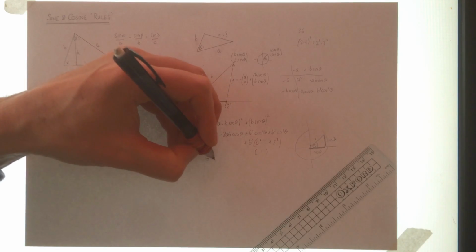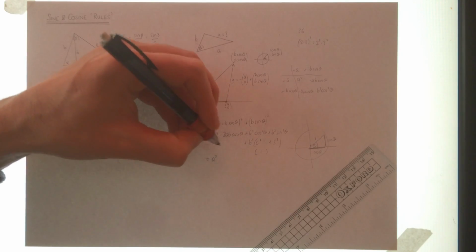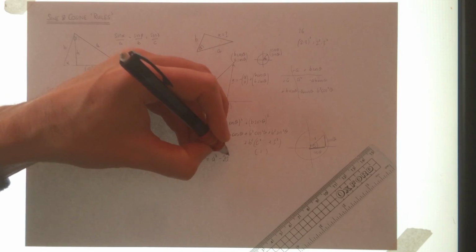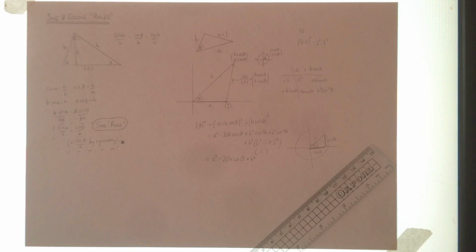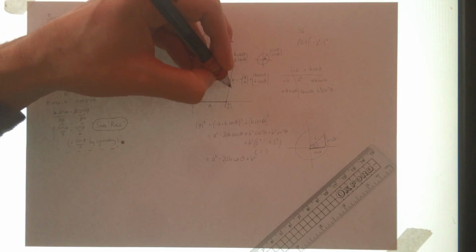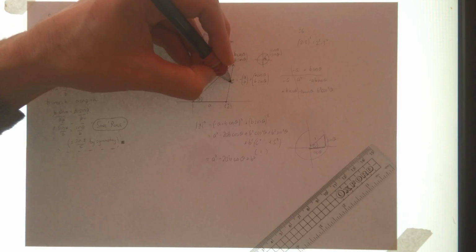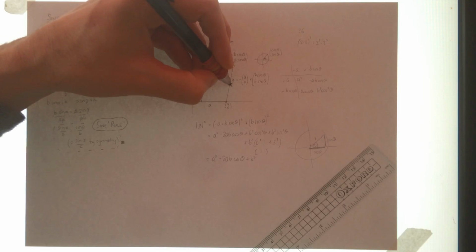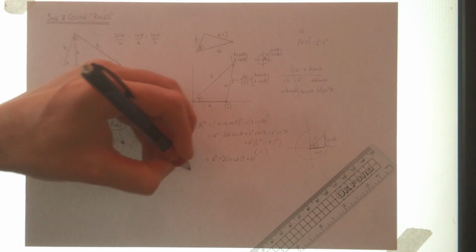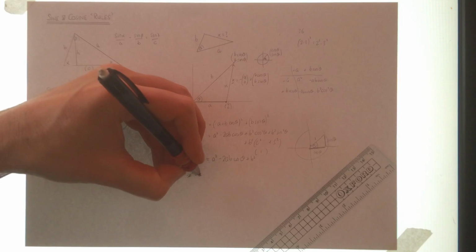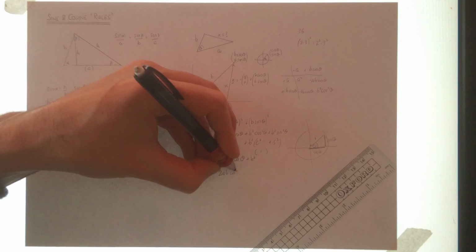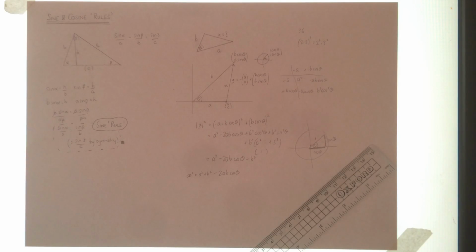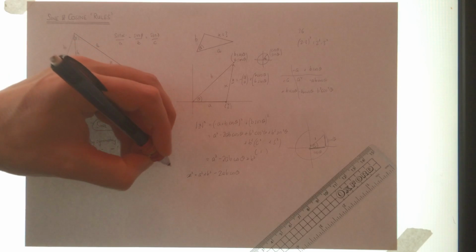So it's equal to a squared minus 2ab cos theta plus b squared. Yeah, so if we give this x, the vector has a length of x. So we get x squared equals a squared plus b squared minus 2ab cos theta. And this is the cosine rule.